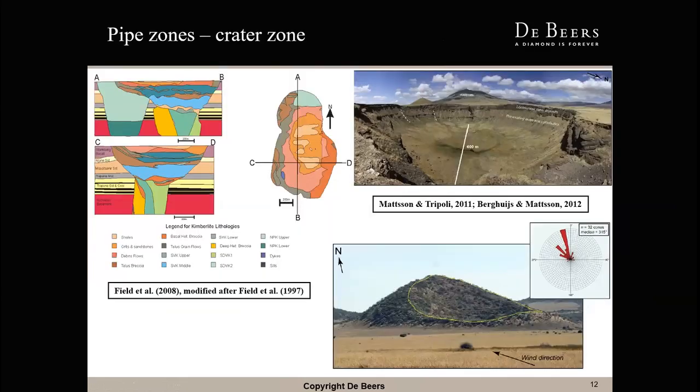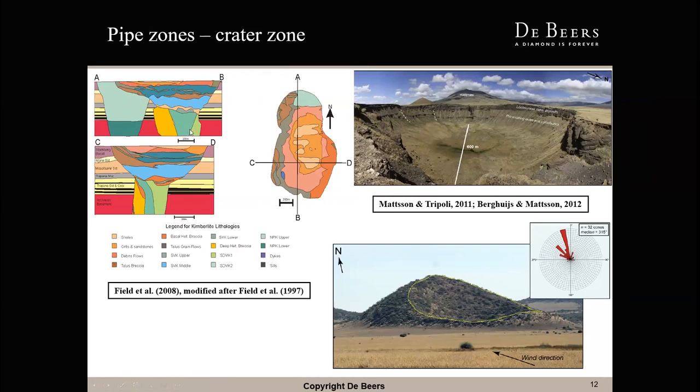And then if we move up onto the crater, this is the geologically most complex part of the actual kimberlite, and in fact for many volcanoes, for the simple reason that in this area of the pipe you have a combination of both primary pyroclastic as well as volcanosedimentary deposits.